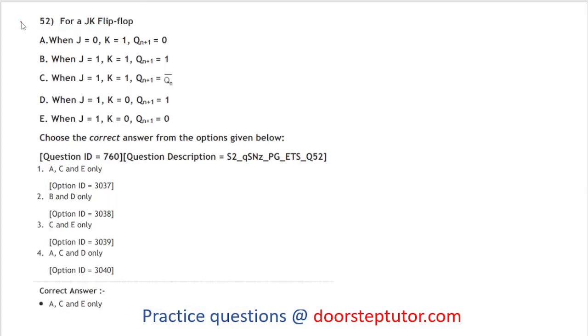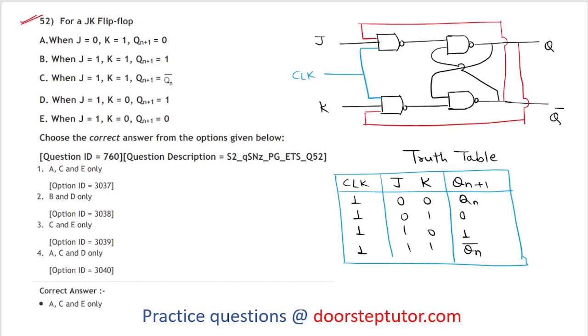Next question is, for a JK flip-flop, they have given different conditions in different options, and we have to select which one is correct from the given conditions. So let us draw the JK flip-flop diagram. This is the circuit diagram for the JK flip-flop, and for that we have a truth table like this. Whenever clock is high, for different conditions of JK, this is the condition of the output Qn plus 1, and if clock is 0, if J and K values are 0, Qn plus 1 is going to be Qn.